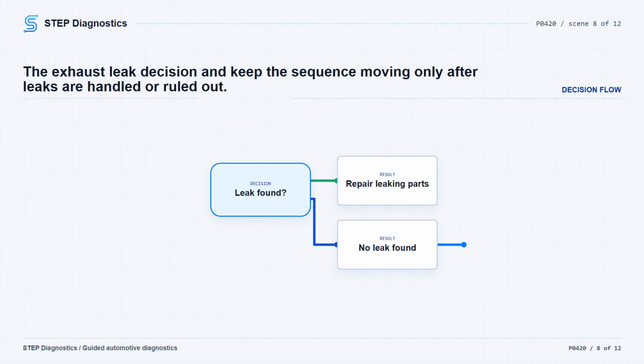After the visual converter inspection, check the exhaust system for leaks. A leak can affect what the oxygen sensors see and can push the catalyst monitor in the wrong direction. If leaks are found, repair or replace the leaking exhaust components as needed, then verify the repair and confirm the code stays gone. If no exhaust leaks are found, move on to engine mechanical condition.